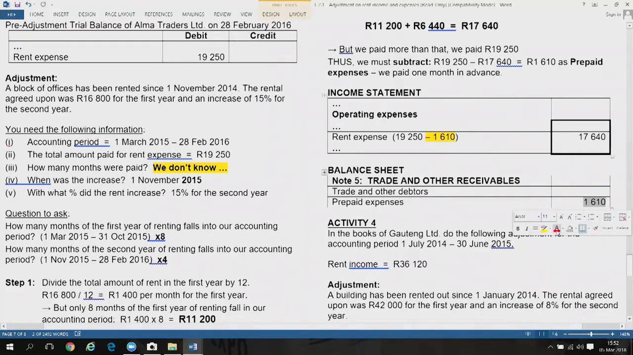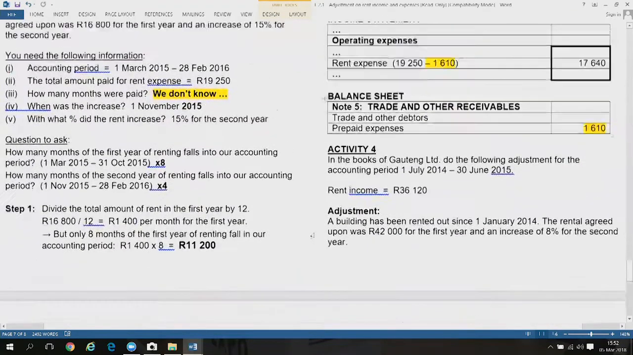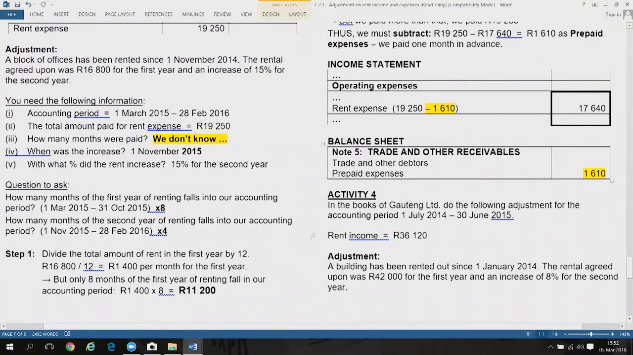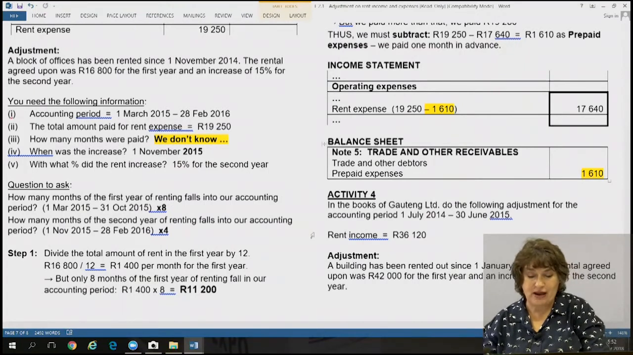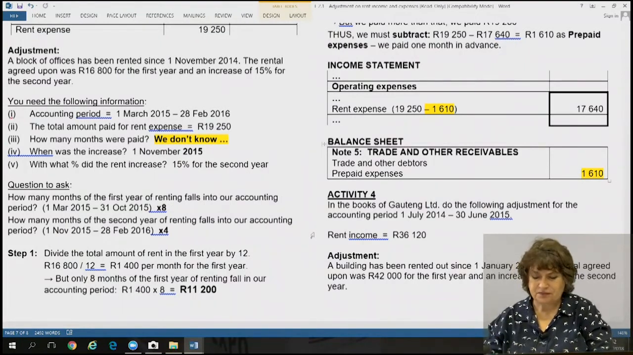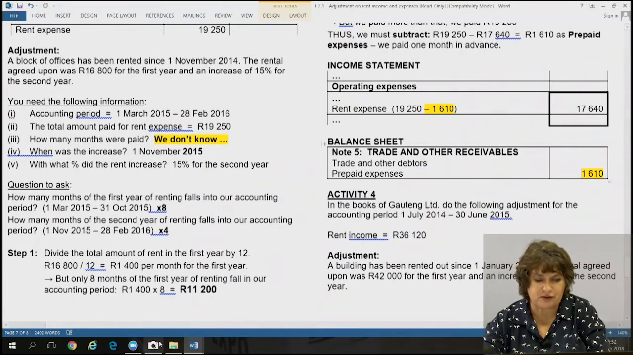You show it there for prepaid. Okay, I'm sure that you're looking forward to doing the last activity with me on the rent. So let's see what we've got here.